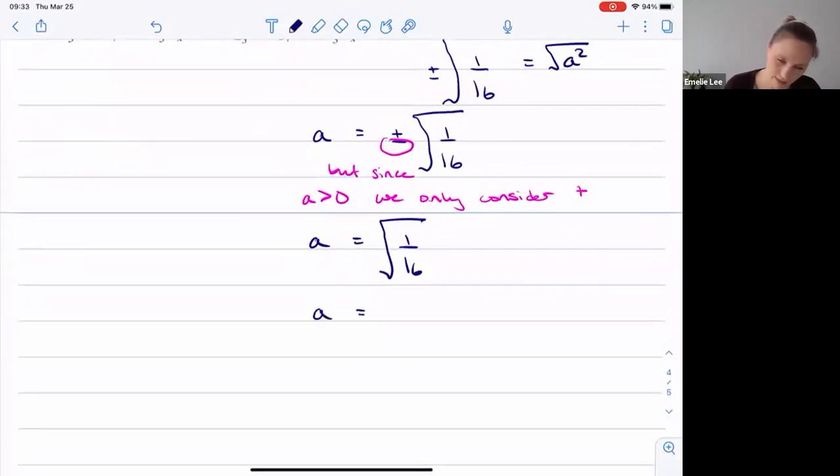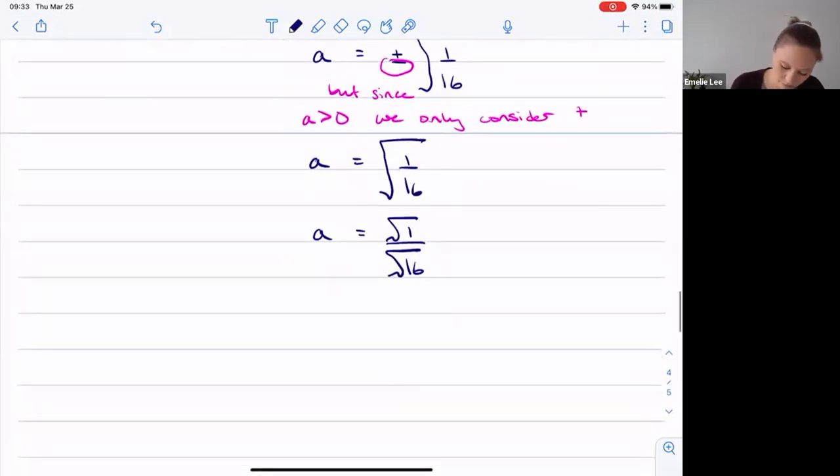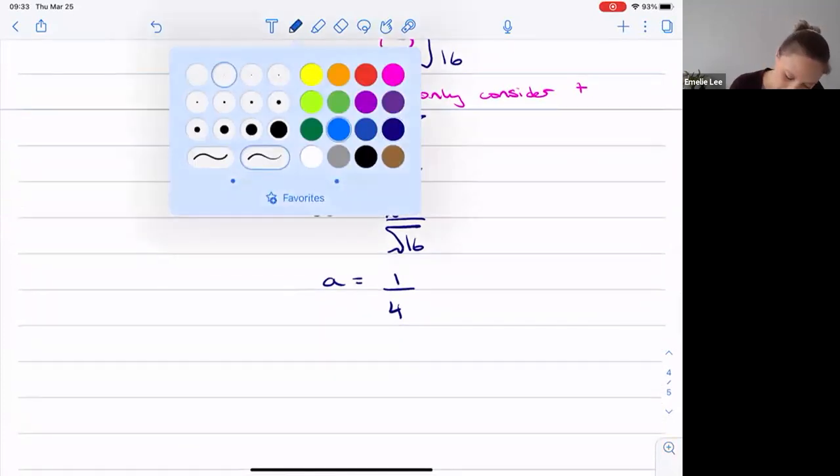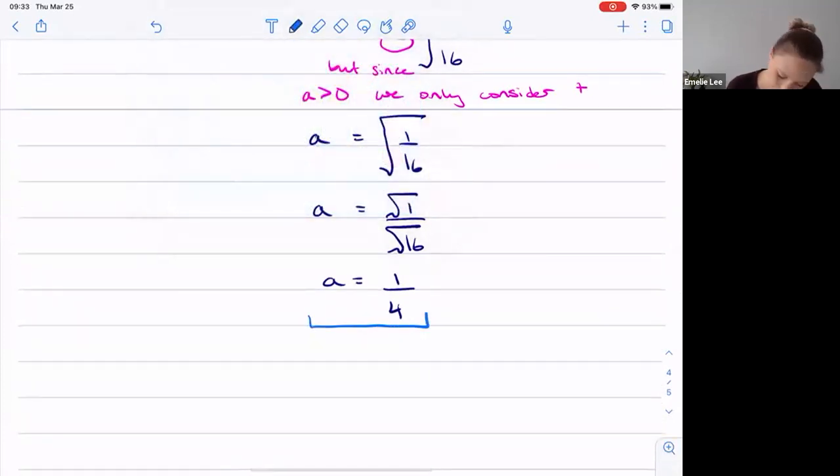But I can split this because I'm dividing inside. This is the same as the square root of 1 over the square root of 16. Square root of 1 is 1, and the square root of 16 is 4. Okay, so now I have that a must be 1 over 4.